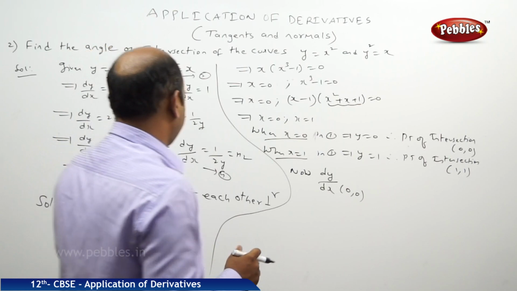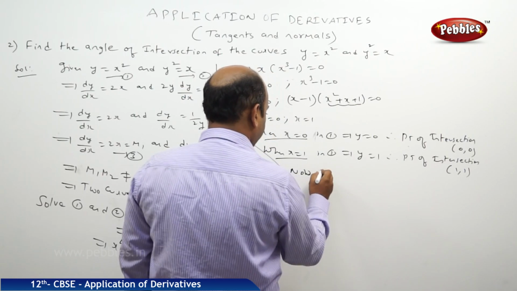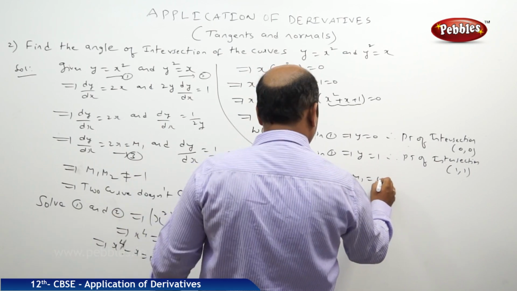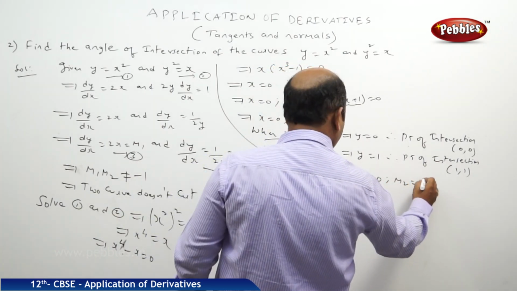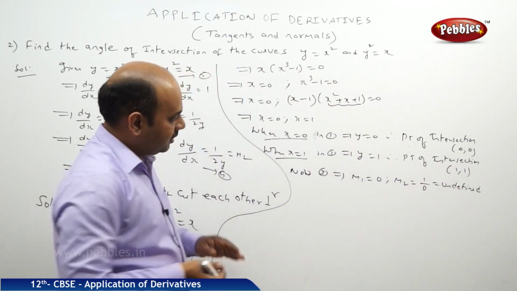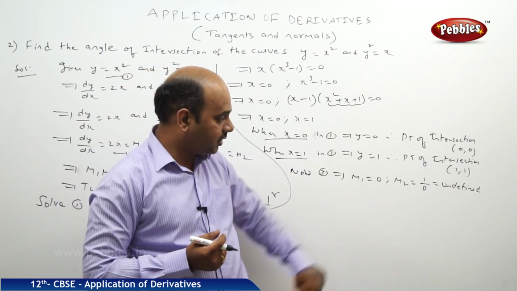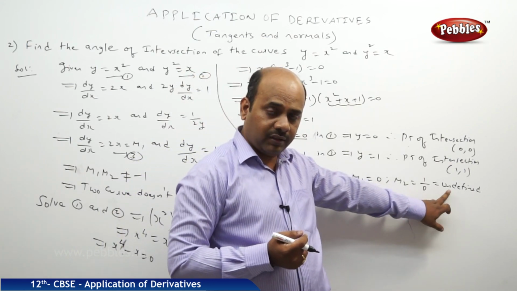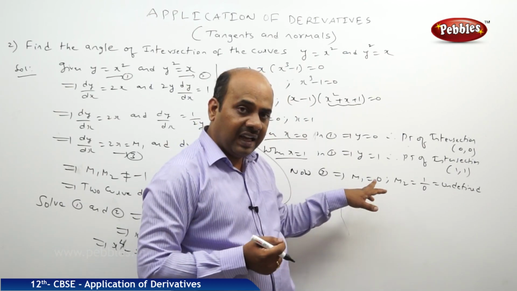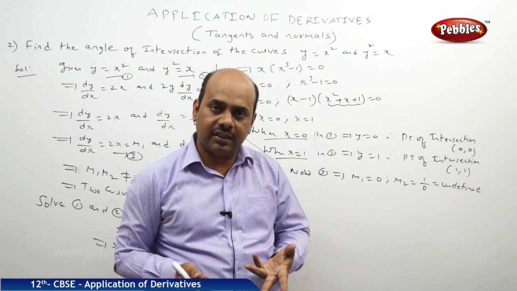So dy by dx at (0, 0), I will call this equation 3. That implies m1 will be 0 and m2 will be 1 by 0, which means undefined. That means one slope is equal to 0, which means a horizontal line, and another slope is undefined, which means it is a vertical line. So definitely what can I tell? The angle between these two curves at the point (0, 0) is 90 degrees.